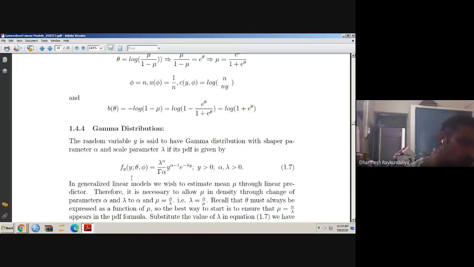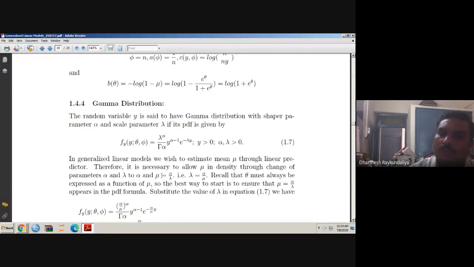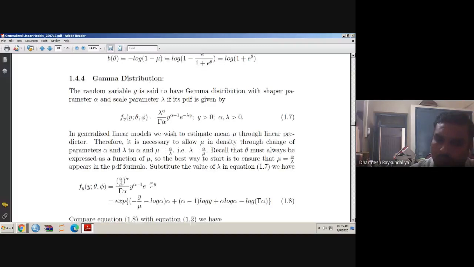But as I say that theta is a function of mu, you can see that there should not be any term like mu appearing in the particular density 1.7. So we have to make some kind of change so that mu is allowed to be in the density function. We know that the mean of a gamma distribution is alpha by lambda and the variance is alpha by lambda square. So by using this, we can write lambda equal to alpha by mu, and we substitute wherever there is lambda, alpha by mu. So we have this form, and then again write it in the form of exponent.